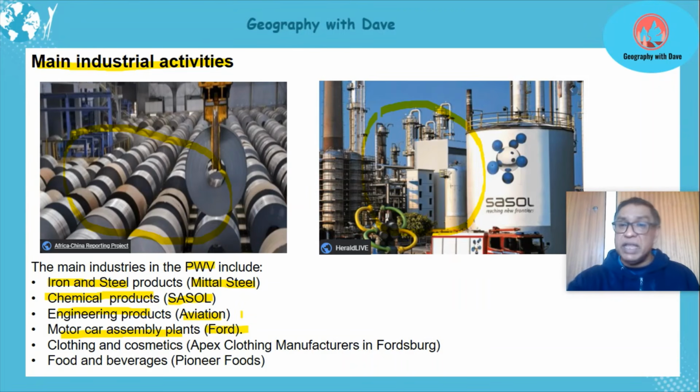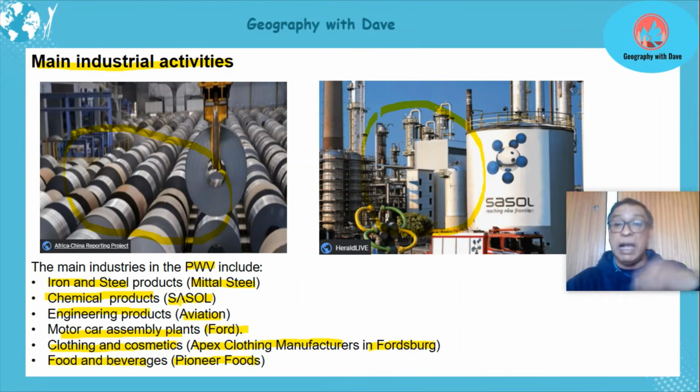These are some of the big ones. Doesn't mean they don't have other industries, learners. I'm giving you some of them that are huge in this area. Clothing and cosmetics. I know you learners like the clothing and cosmetics. But anyway, you'll get a good supply in this area, like Apex Clothing Manufacturers in Fordsburg. So they have lots of clothing manufacturers. Food and beverages are also huge in this area, like Pioneer Foods. Just examples that I'm giving you. There are other companies also.